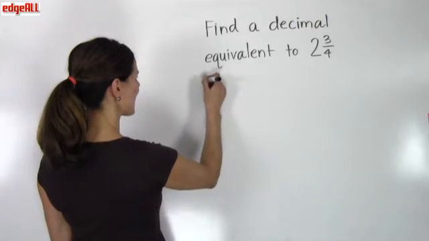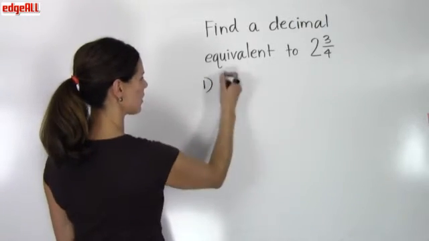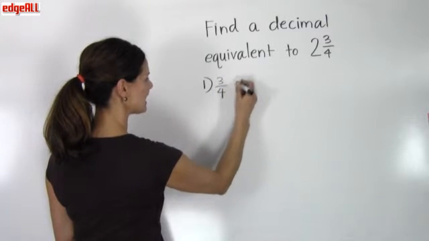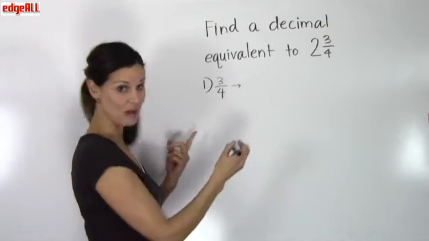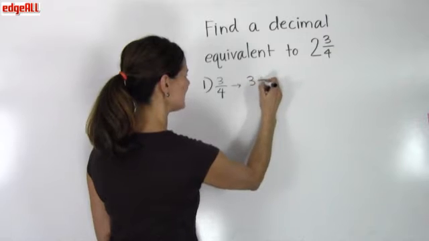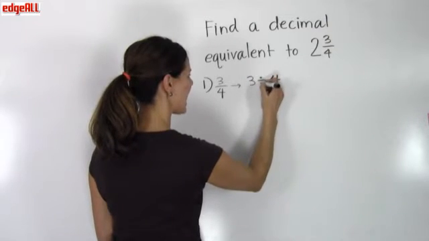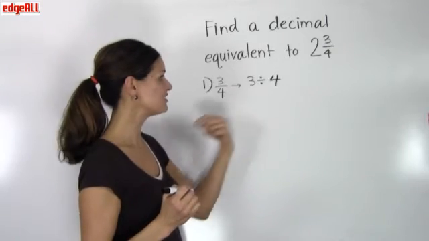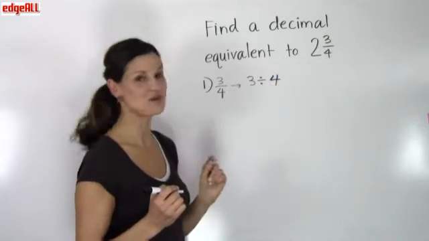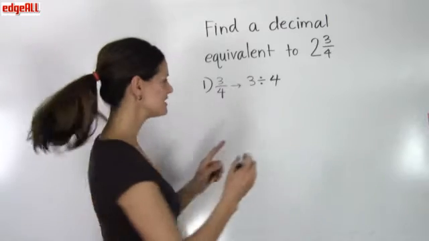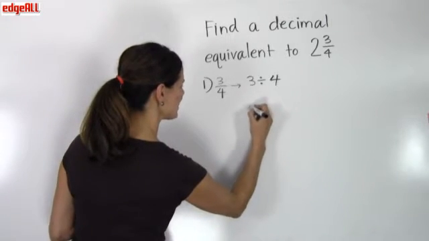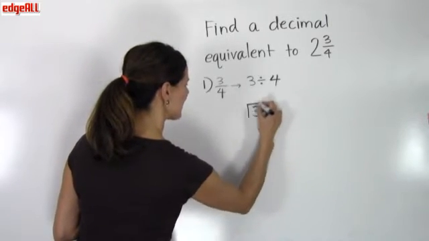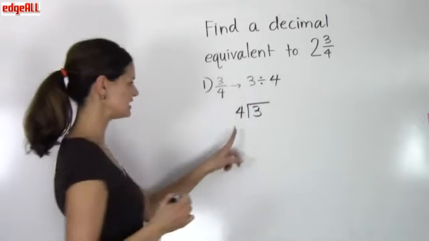The first way is that we can take the 3/4 and look at it as a division problem of 3 divided by 4. We can do the division, and the answer to our division problem is going to be the equivalent of 3/4. So let's look at what happens when we do 3 divided by 4 using long division.